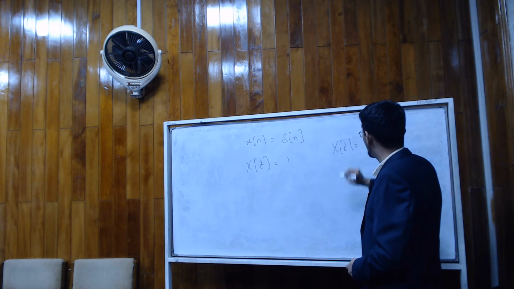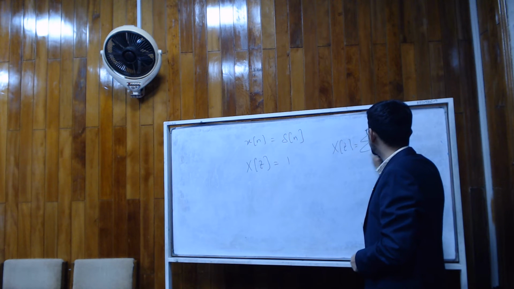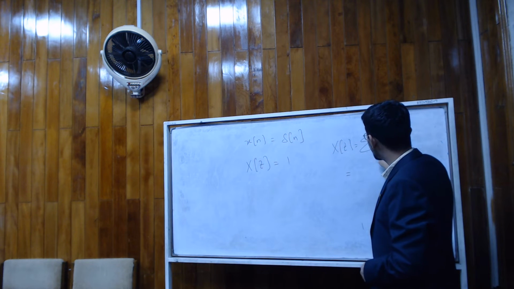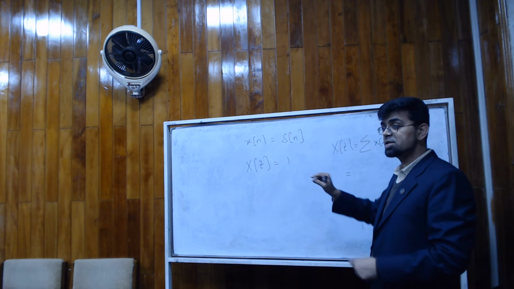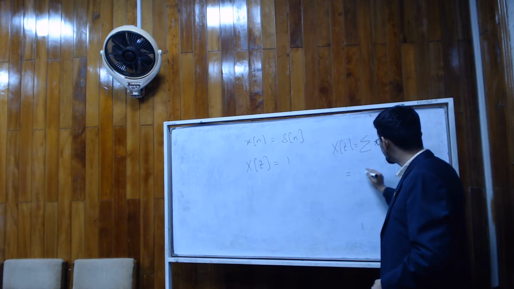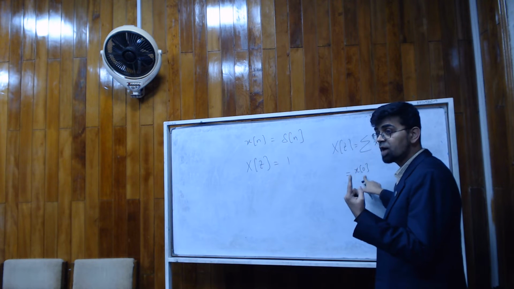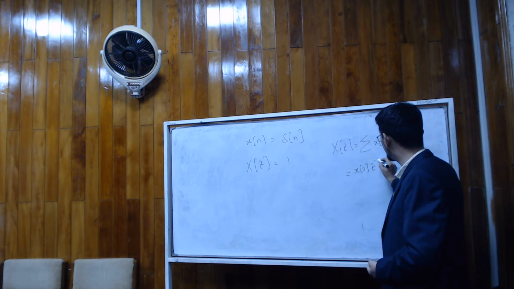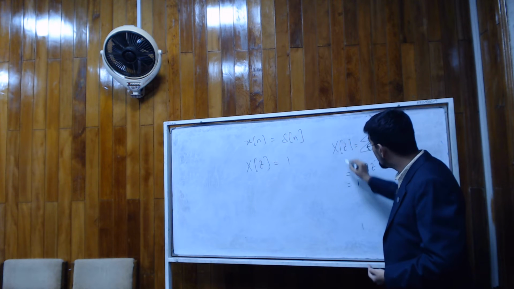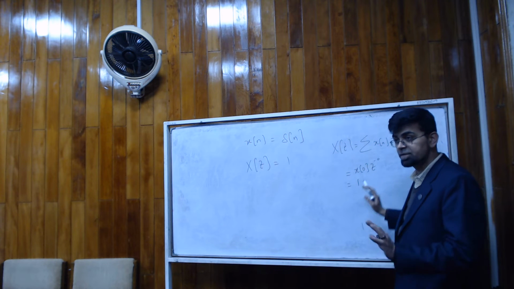X z was summation xn z minus n, right? So that series is xn z minus n. Now in your case, xn is delta n, which means it exists only at n equal 0. So you had to put here x0, which is 1, and z minus 0, which is 1. So this thing came out to be 1. Now look at this term. Finally you got 1. Is that right?